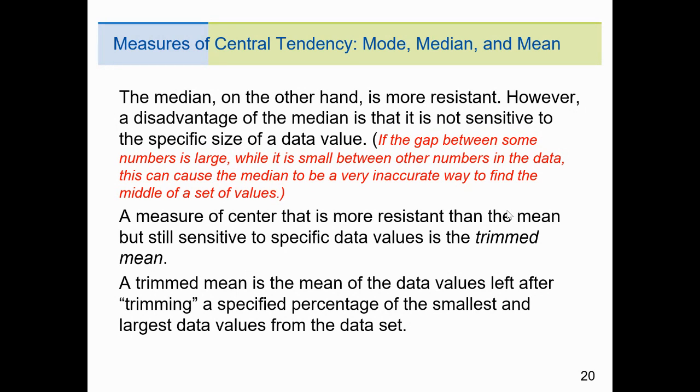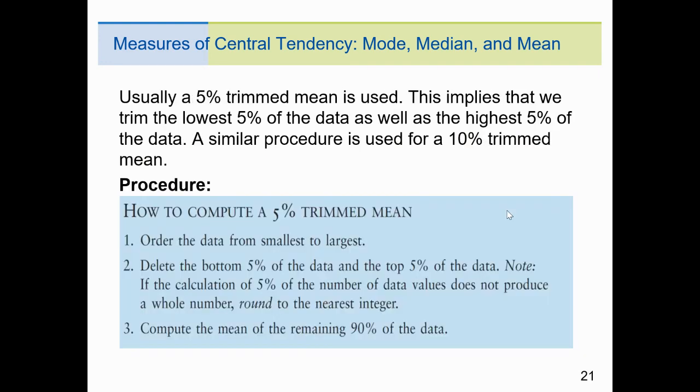We don't want extremely low or extremely high numbers to distort what the middle number is. Sometimes we use what's called a 5% trim mean. It implies that we trim the lowest 5% of the data as well as the highest 5%, and then we find the average of what's left. A trim mean. I won't give you any problems on that. I just wanted to expose you to what's called a trim mean. It gives us a better approximation of what's actually going on.